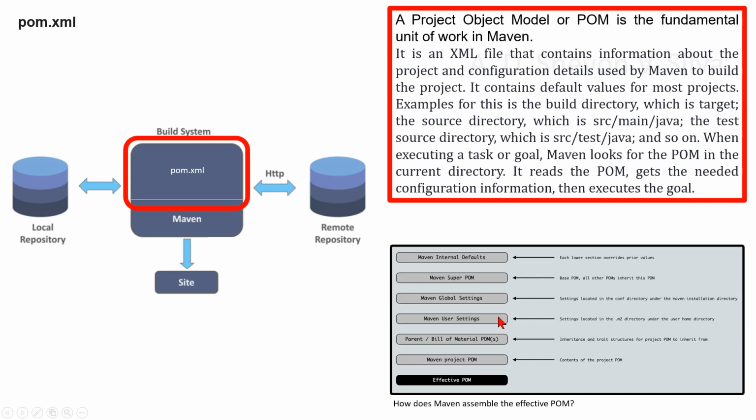Maven user settings, similar to global settings but at a different location. It is possible to create a user settings file. This file is also named settings.xml, but its location is under the user home in an .m2 directory. The purpose of the user settings.xml is to set up any settings that apply to projects managed by a specific user.